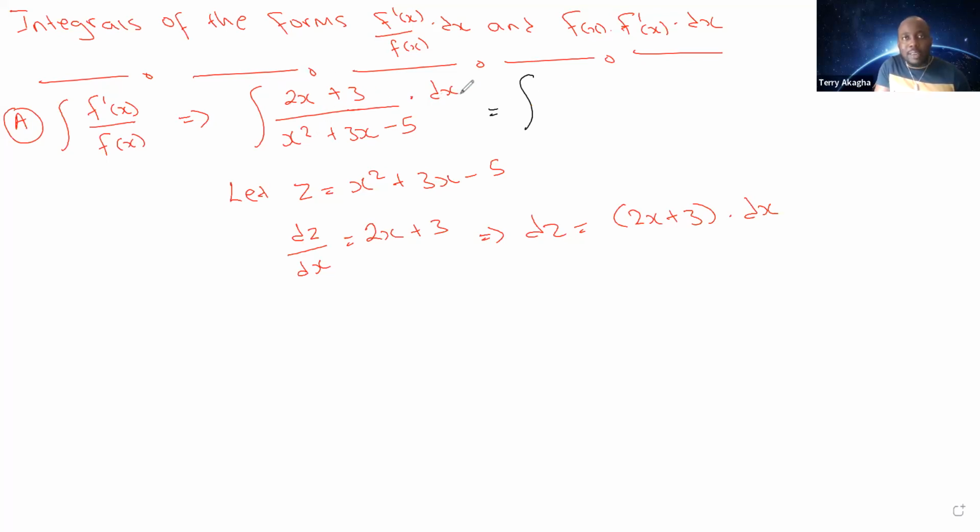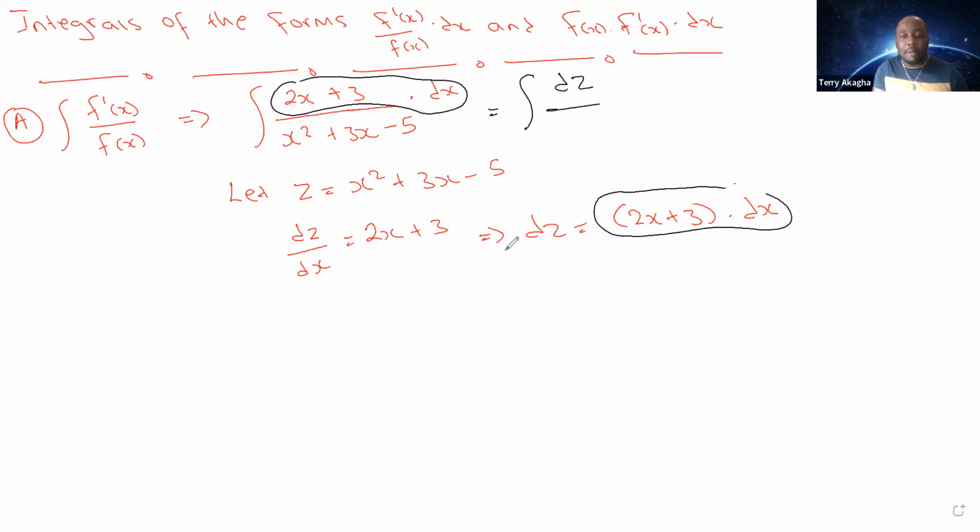So if you look at this now, I can rewrite this as 2x plus 3 dx. Can you see? 2x plus 3 dx is all the same thing as this. So that means the same thing as dz. So I can write dz for that, divided by x squared plus 3x minus 5, which is z. Can you see? So that means I want to integrate dz over z, and that is the same thing as integrating 1 over z dz.